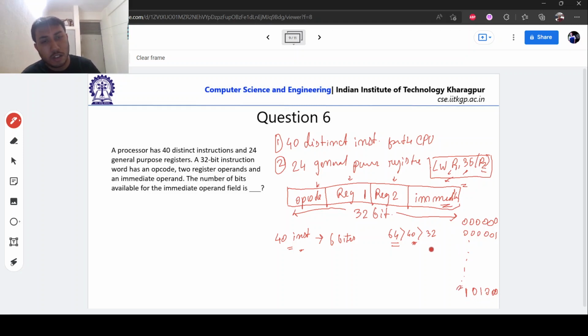So this is 40. So you see, for representing each of them you need 6 bits. So this will be 6 bit. Next it is said there are 24 registers. So for representing 24 registers, again you will require 5 bits. Now the same concept, basically 32 is greater than 24 is greater than 16. So basically 5 bits will be required.